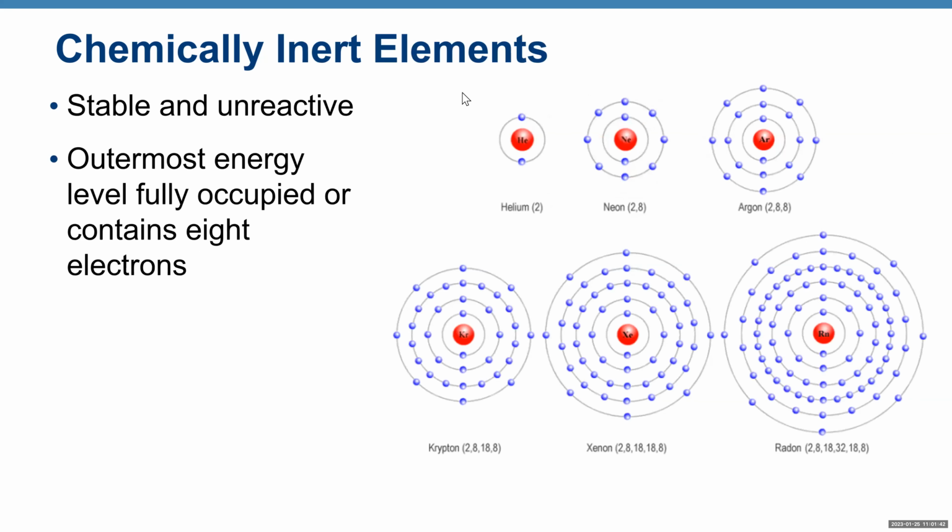Now, outermost energy level of electron level fully occupied or contains 8 electrons. Oh, I'm sorry, not interactive, stable. So let me start over here. So when we have chemical bonds between atoms, we actually have electrons that interact, right? And when electrons interact, we call these chemical bonds.